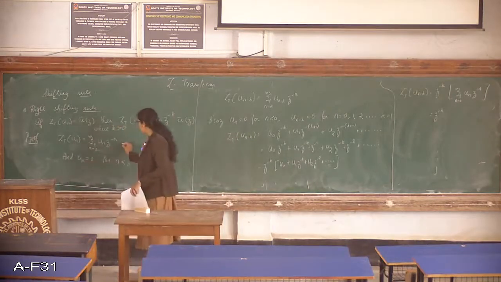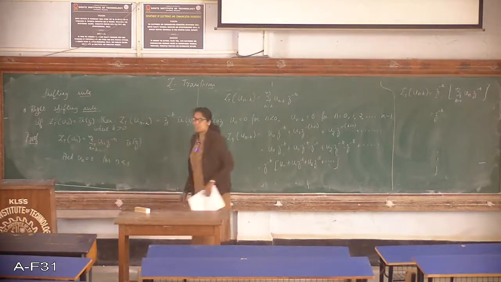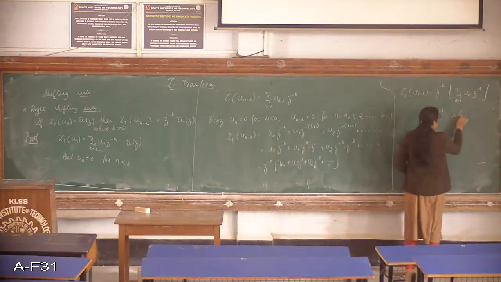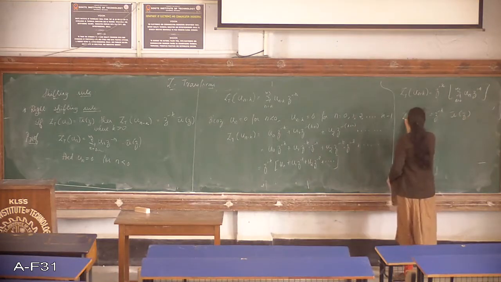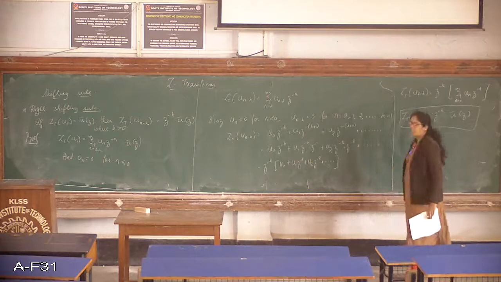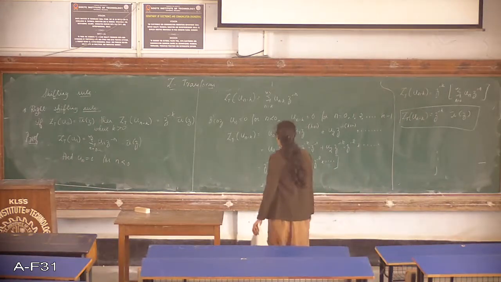And we very well know that the z transform of u(n) is also denoted as u bar of z. So this is nothing but u bar of z. That is how we have proved that the z transform of u(n minus k) is z raised to minus k times u bar of z. So this is what the right shifting property says.